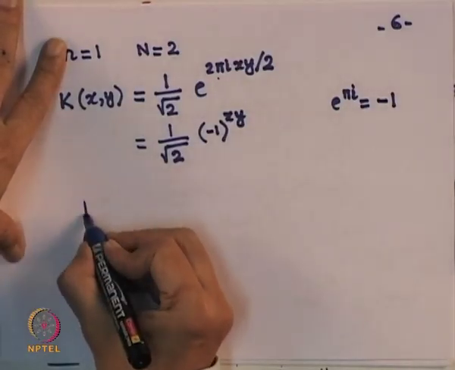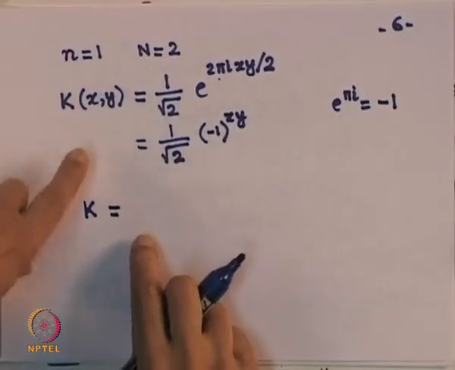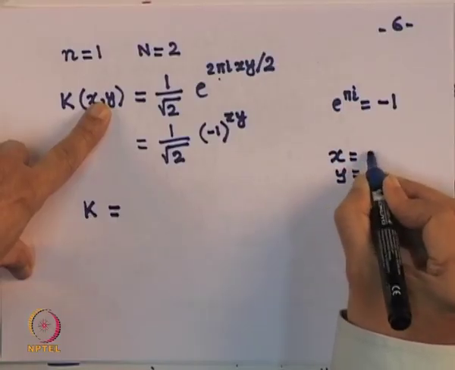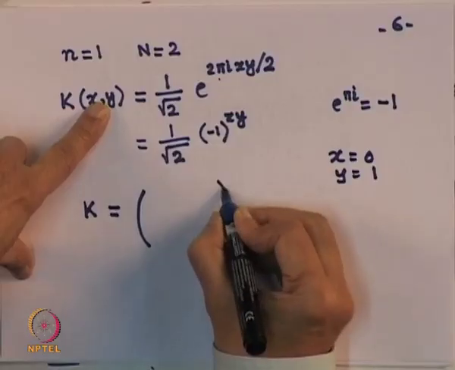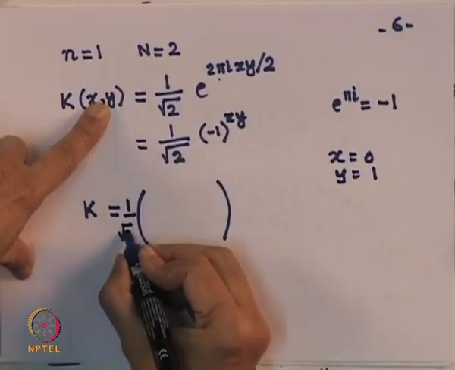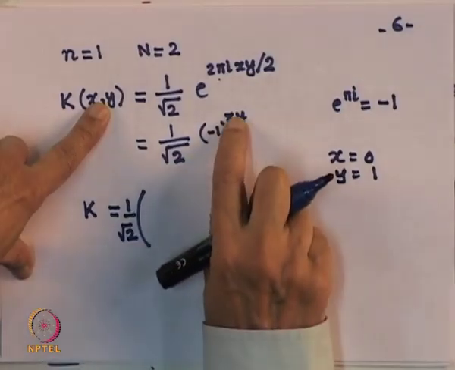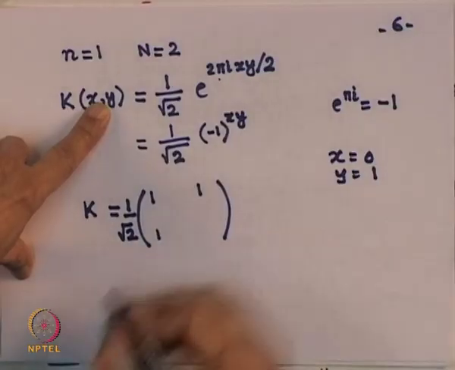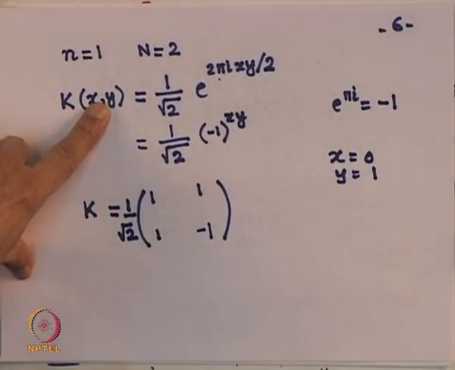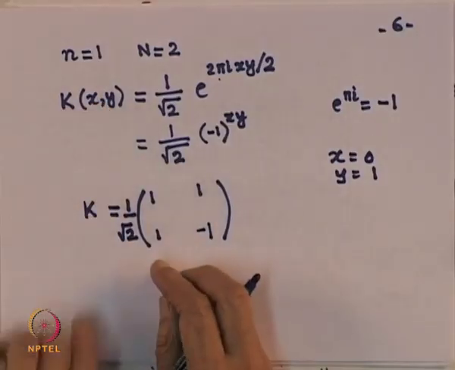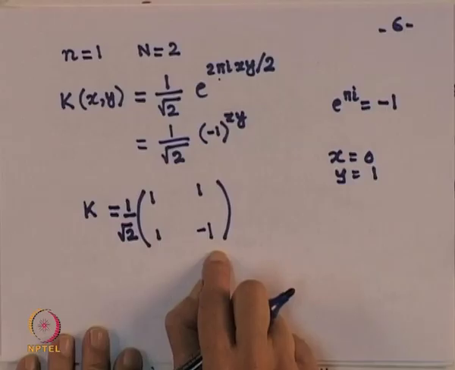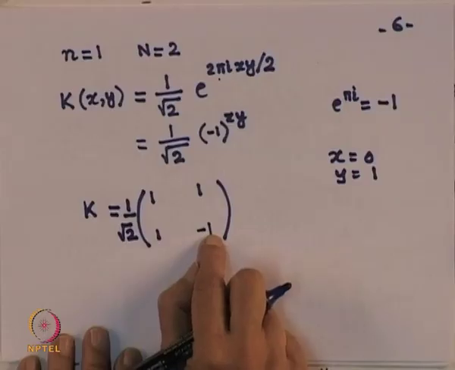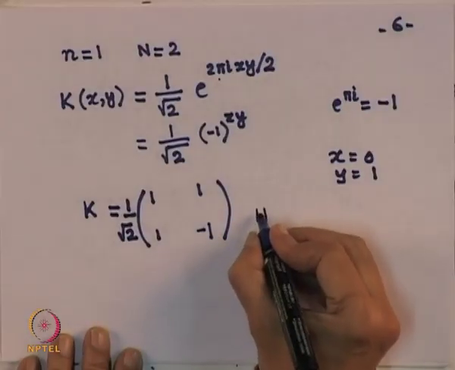So what is this matrix K? Remember that my x and y in this case can take values 0 and 1. So if I write a matrix, this is 1 over square root of 2 times the matrix with x equal to 0, y equal to 0 giving 1, 1, 1 and then minus 1. Recall this matrix. This was the matrix which corresponded to a Hadamard gate. So this was the Hadamard matrix.